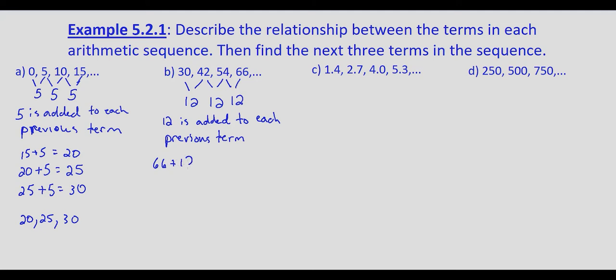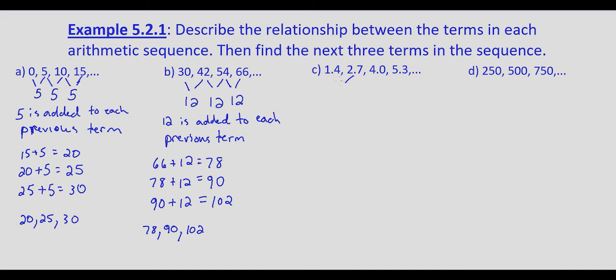So 66 plus 12 equals 78. 78 plus 12 equals 90, and 90 plus 12 equals 102. So the next three terms in this sequence are 78, 90, and 102.